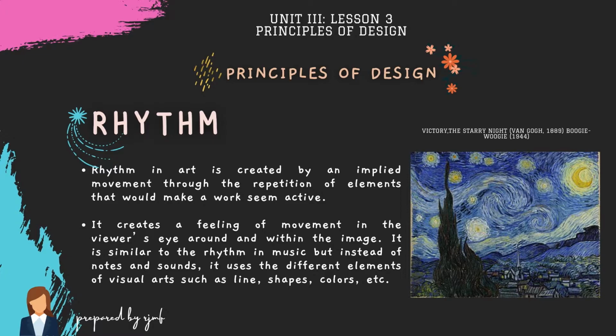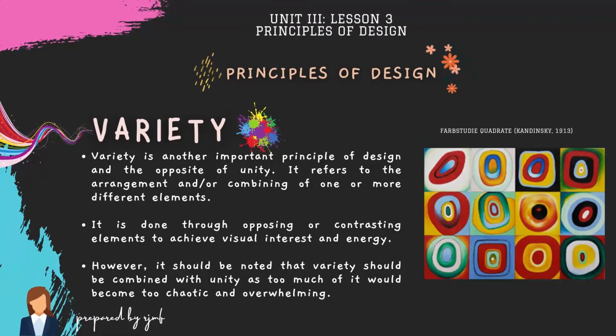We also have variety. Variety is another important principle of design and the opposite of unity. It refers to the arrangement and/or combining of one or more different elements. It is done through opposing or contrasting elements to achieve visual interest and energy. However, it should be noted that variety should be combined with unity, as too much of it would become chaotic and overwhelming. An example of that is the work of Vasily Kandinsky, Farbstudie Quadrate, Color Study of Squares, where it portrays not just unity due to its similar elements, shapes, but also combined with variety in the color.